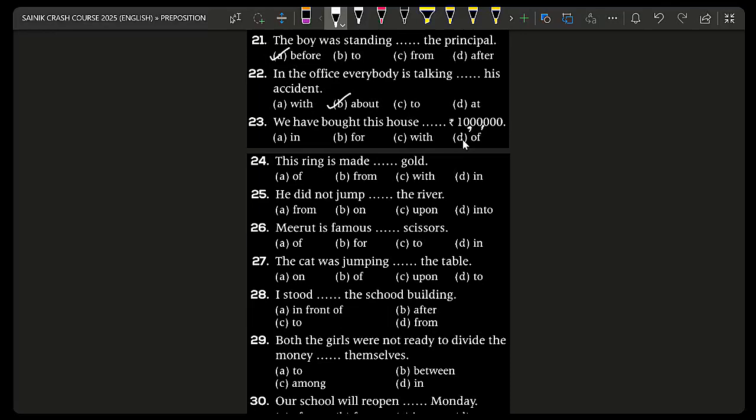Sir, for is correct. Yes. We bought this house for 10 lakh rupees. So for price also we can use for, you can remember. Okay. Next question, Anshuman.